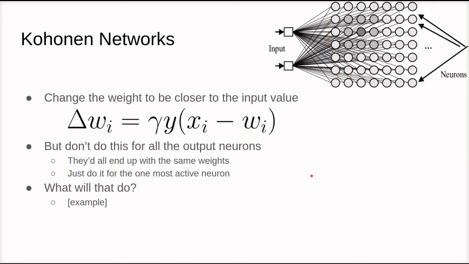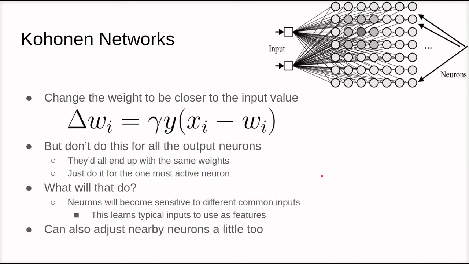And that again would not be useful, would not help us discriminate different points in this space. So instead we can just pick the most active neuron. In the picture, we see this neuron here, the darkest colored neuron, is the most active. If we apply this learning rule with just the most active neuron getting the weight update, then the neurons become sensitive to different common inputs. What I mean is that they learn typical inputs that they can use as features. This extracts good features that help separate out data that is coming in on the stream.